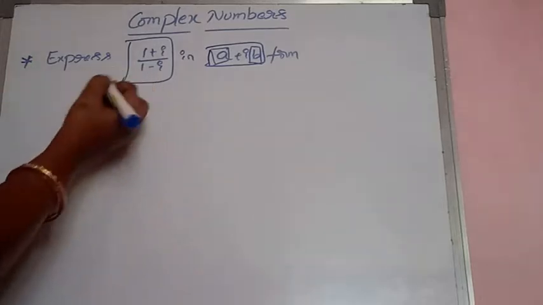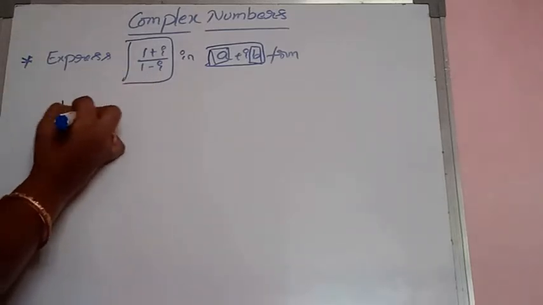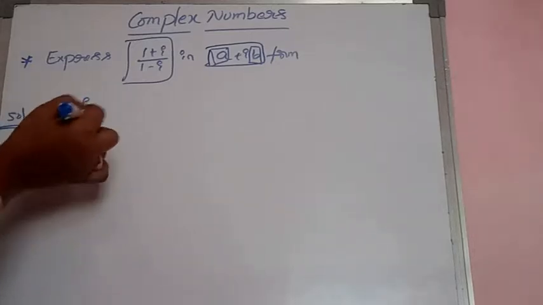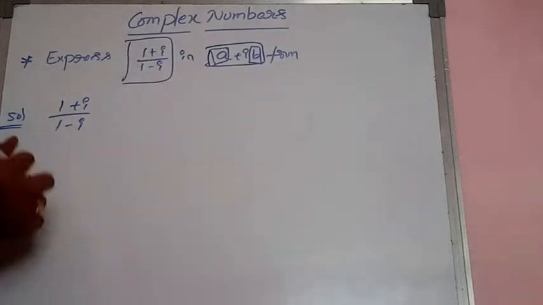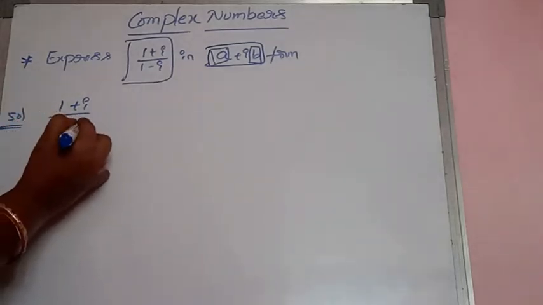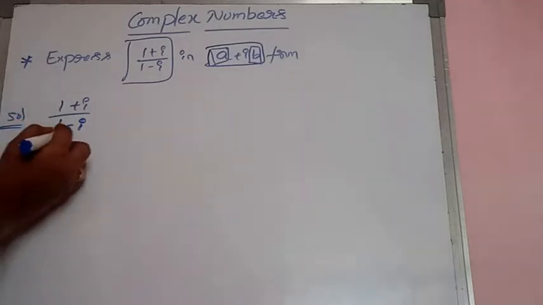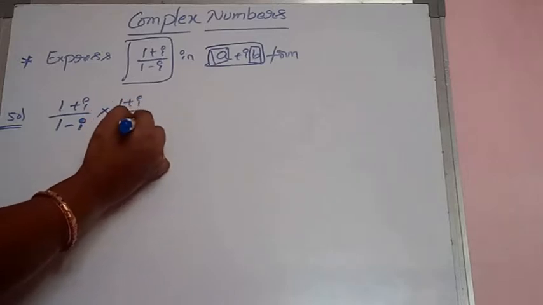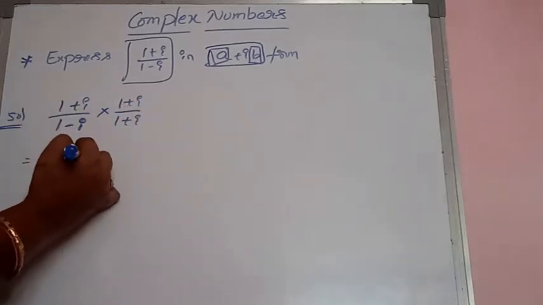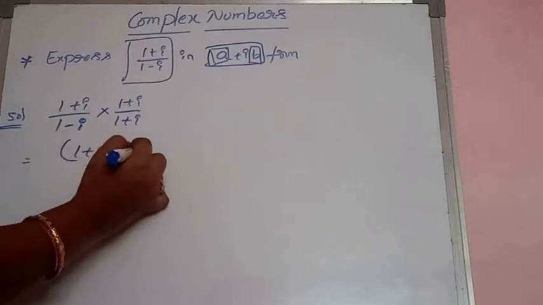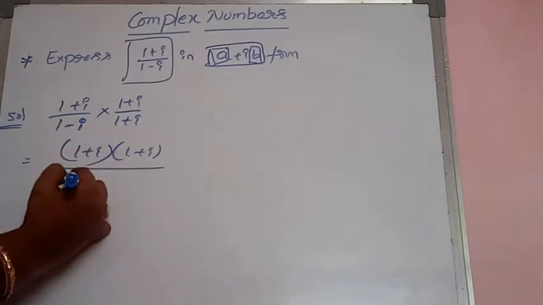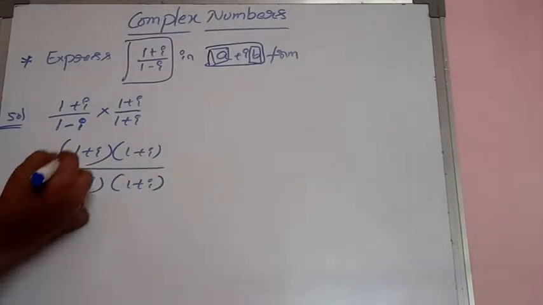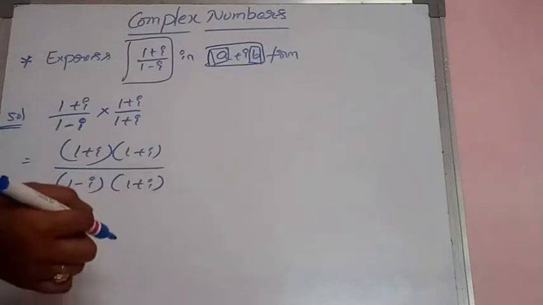Consider the given expression, (1 plus i) by (1 minus i). We have to convert this expression to a plus ib form. So we have to look at the denominator, which is 1 minus i. Rationalize this denominator, that means multiply by (1 plus i) by (1 plus i). That is, (1 plus i) into (1 plus i) by (1 minus i) into (1 plus i).